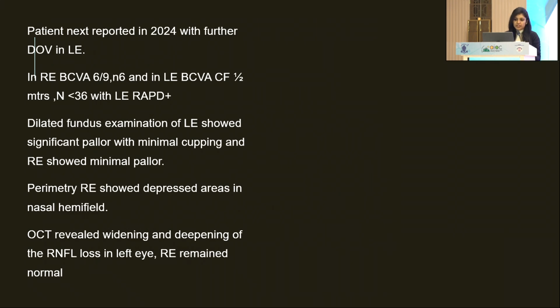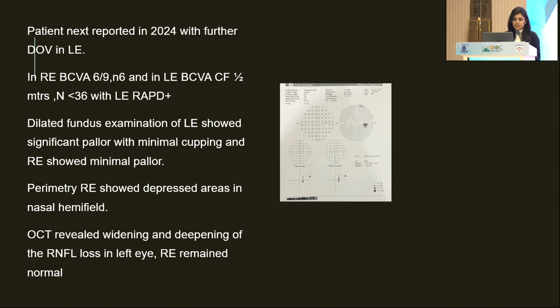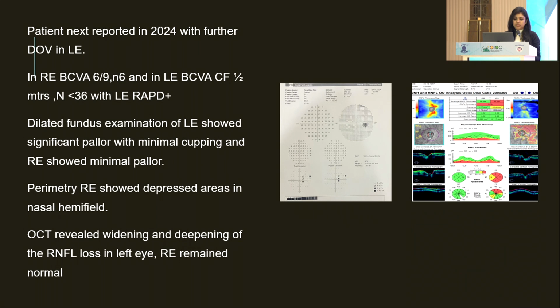Patient next reported in 2024 with further diminution of vision in the left eye. In the right eye, best corrected visual acuity was 6/9 and N6, and in the left eye, counting fingers at half meter, N less than 36 with left eye RAPD. Dilated fundus examination of the left eye showed significant pallor with minimal cupping, and the right eye showed minimal pallor. Perimetry of the right eye showed depressed areas in the nasal hemifield, and OCT revealed widening and deepening of the RNFL loss in the left eye. Right eye remained normal.